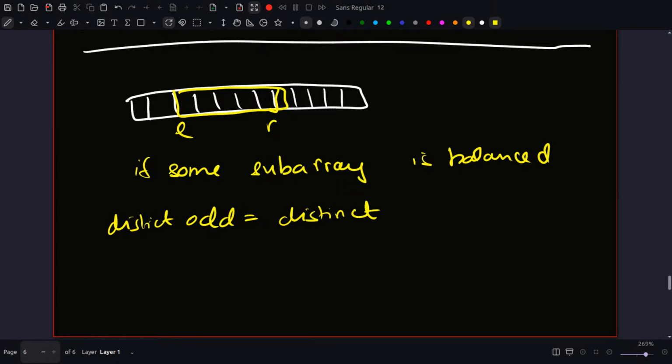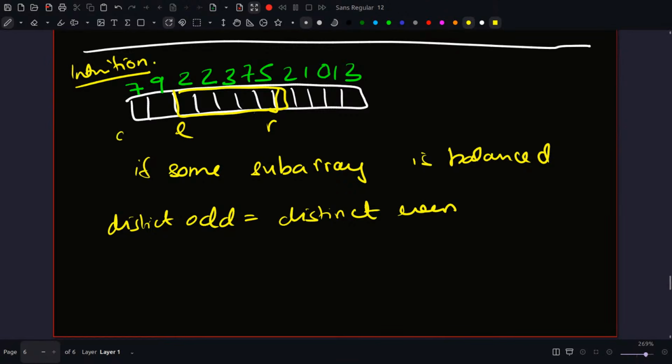Okay, I'll try to give the intuition actually. One thing you could think of is, what if we had prefix sums on distinct numbers? For example, 7 appears here, 9 appears here, then 2, 3, 7, 5, 2, 1, 0, 1, 3, something like this. These are the numbers. Then from 0 to n, we will count the distinct numbers, distinct odd and distinct even.